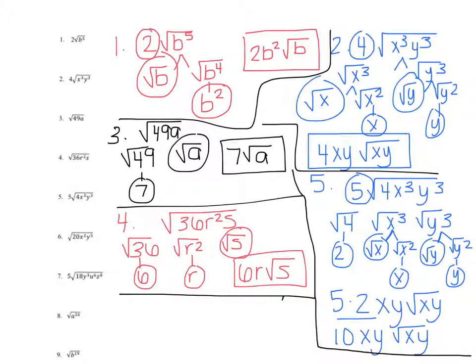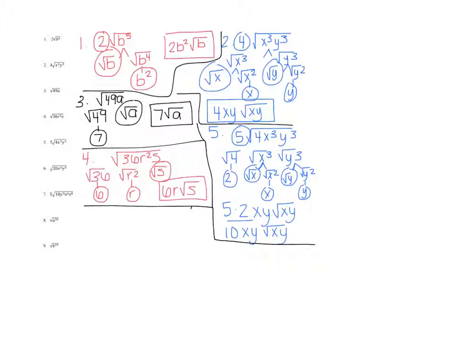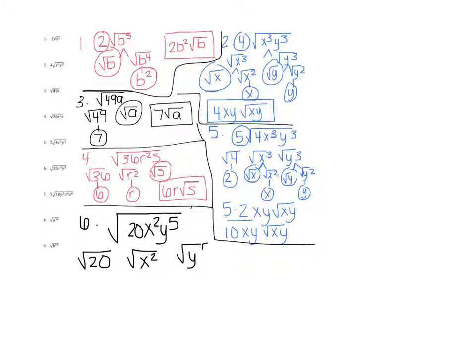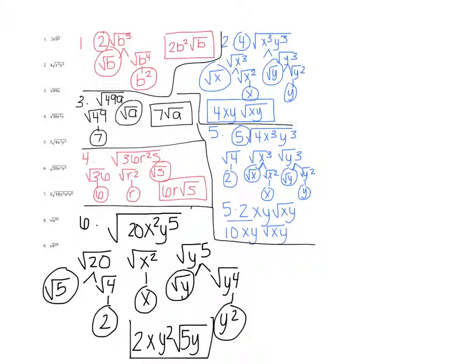Okay, continuing with number 6. We're just going to shrink this and continue with number 6. The question was 20 x squared y to the fifth, all underneath the radical. So we're going to have to do a little bit more simplifying for this one. Radical 20 breaks down into radical 5 and radical 4. Radical 5 cannot be simplified any further. The square root of 4 is 2. For x squared, the square root of x squared is x. And for y to the fifth, since it's odd, take out 1y. Radical y cannot be simplified. Square root of y to the fourth is y squared. So we have 2xy squared and then radical 5y for our final answer there.